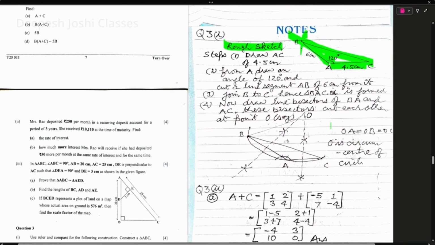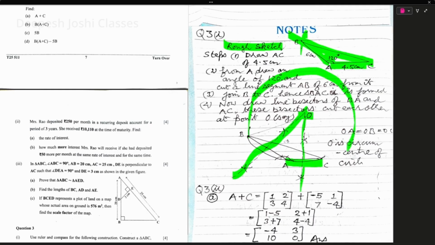Now for the circumcircle, we have to draw the perpendicular bisector of any two sides of these three. Suppose we take AB and draw its perpendicular bisector, and take AC and draw its perpendicular bisector. These two bisectors cut each other at point O. This is the center of the circumcircle, and OB, OA and OC are the radius. So we will draw a circumcircle which passes through points A, B and C, which are non-collinear points.